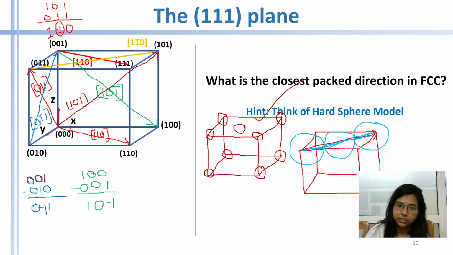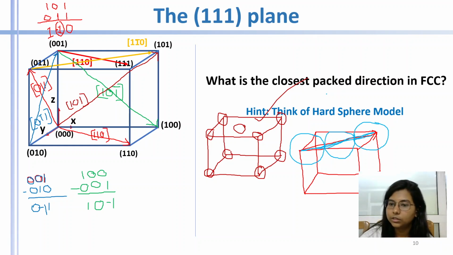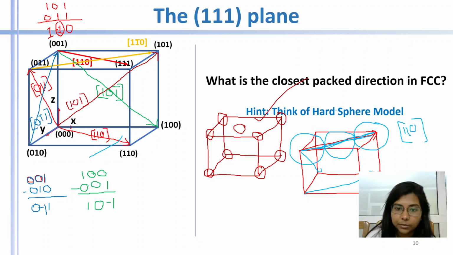So the closest packed direction in FCC, what is the answer then? One second. Yeah. So the answer is that this 110 is my closest packed direction. Then does this mean that this direction is not your closest packed direction, or this direction is not your closest packed direction? No. Why? Because all these directions are equivalent to 110, right?